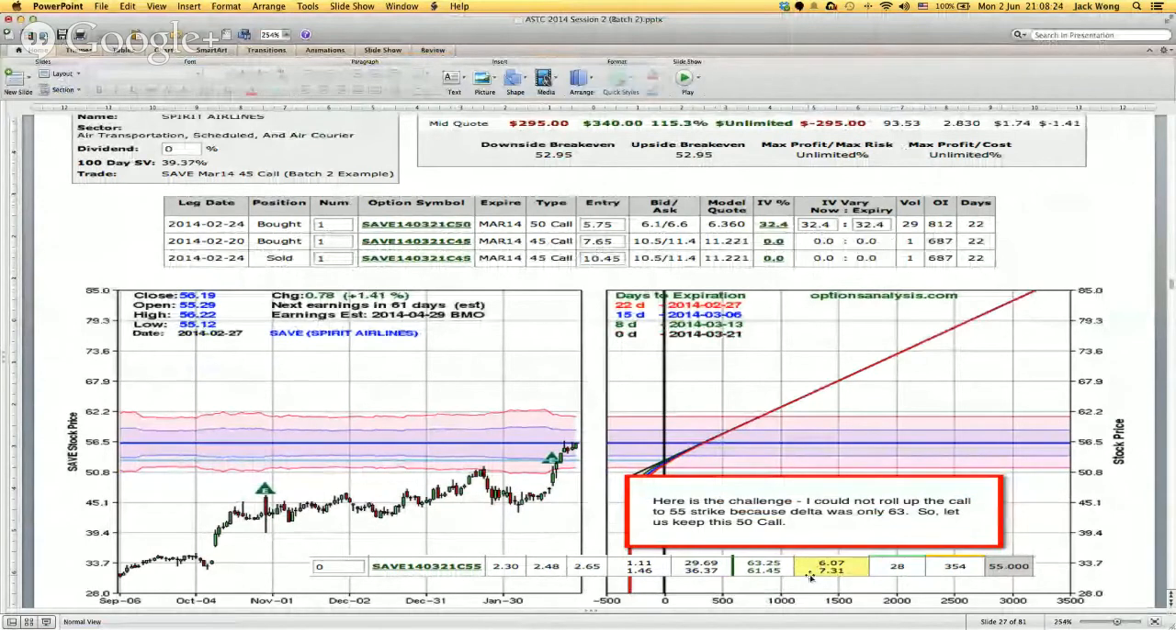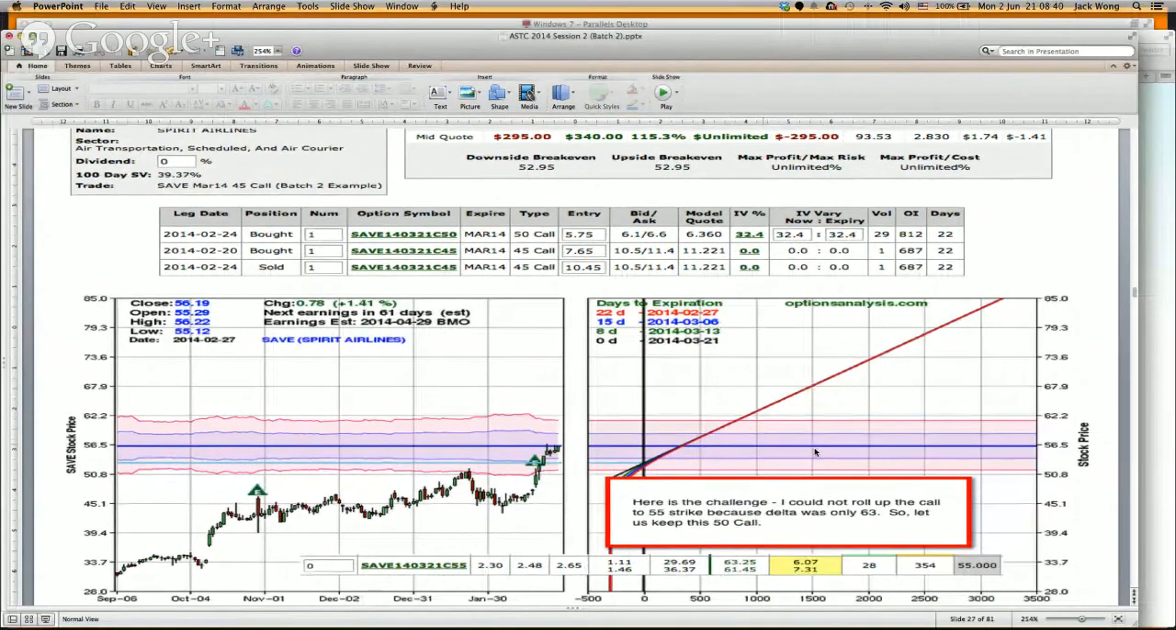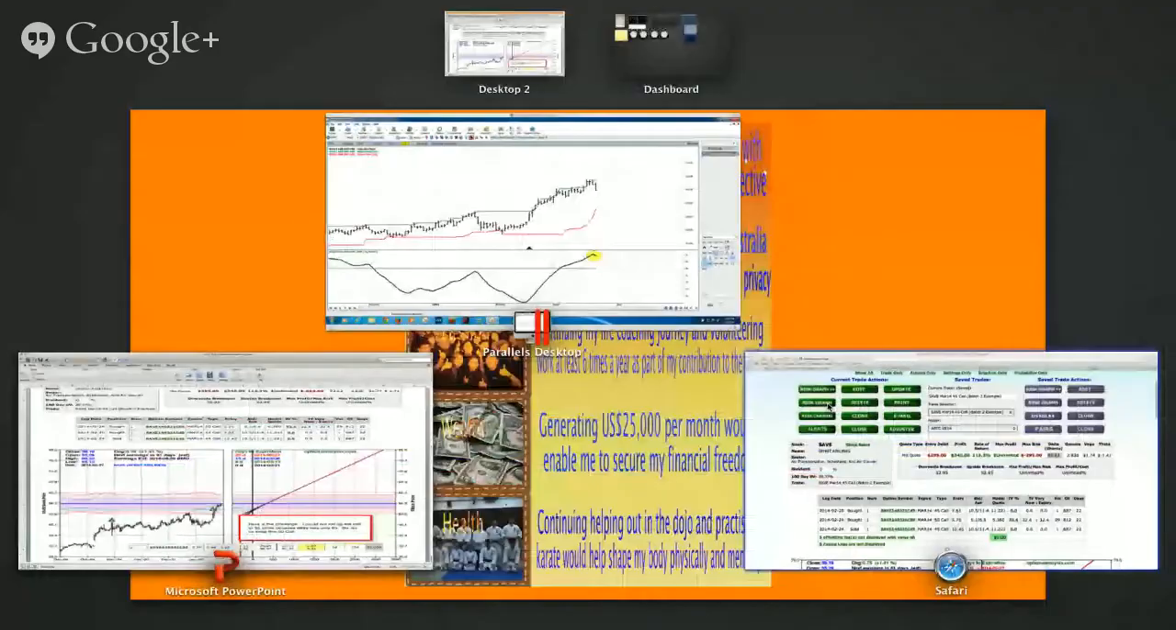55 call. The delta is only 63. So if I were to roll up the 50 call to 55, my delta is only 63. I need 75, so I cannot roll up. Because of the option chain's limitation, I had no choice. I have to stick to this 93 delta option.